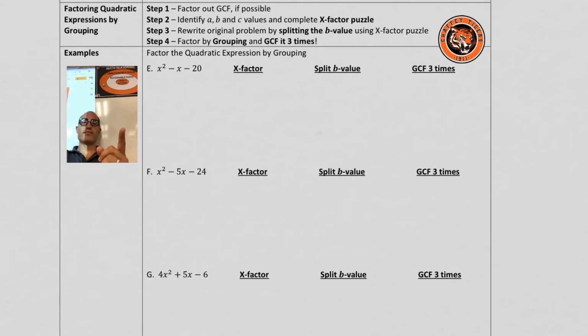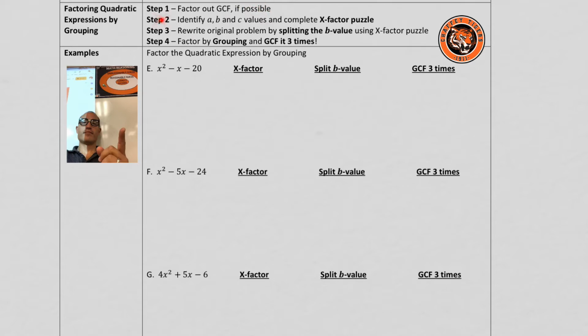Okay, and so with that, here's now the goal for today. Here's the new idea. The goal today is, can we factor a quadratic expression by grouping? And it's going to take 4 steps. The first step we will not do today to keep it a little bit easier, but you should always look to factor out a GCF in the very beginning if possible. For today's examples, that's not going to happen. We'll deal with that later.